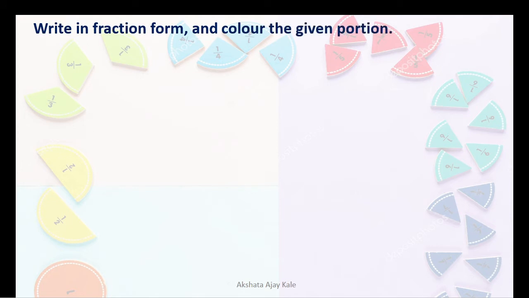Write in fraction form and color the given portion. See here, it is given 5 upon 7. Here 5 is in the numerator and 7 is in the denominator. That we know, isn't it? The upper number is the numerator and the number below the line is called the denominator. What did they say? We have to color the given portion.